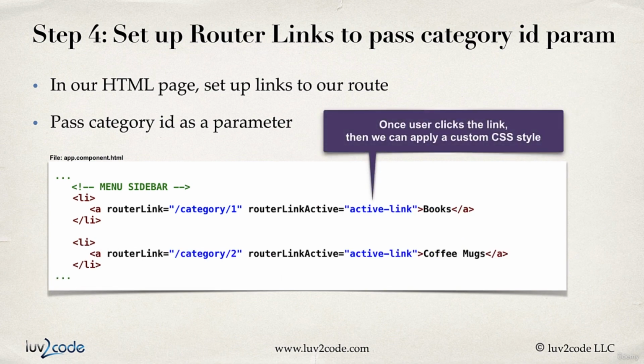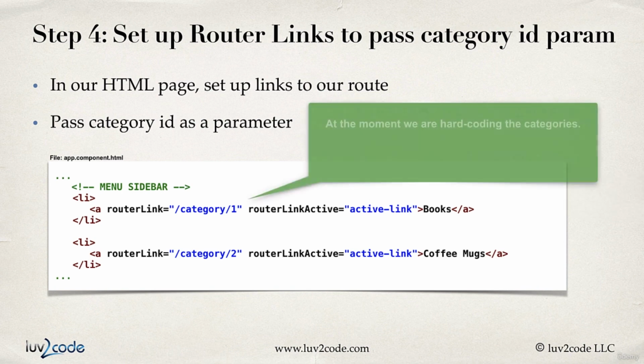And then once the user clicks the link, then we can also apply a custom CSS style. This is optional, not required, but in this example, I'll say active-link. So that's the name of a CSS style in my styles.css file. In this case, we simply make the given link bold, but you can customize this and give it any look and feel that you'd want. It's any CSS that you want to apply.